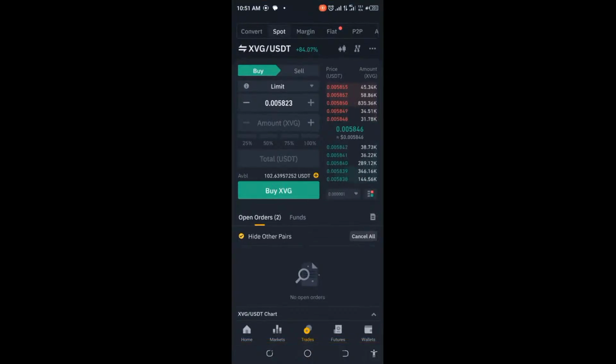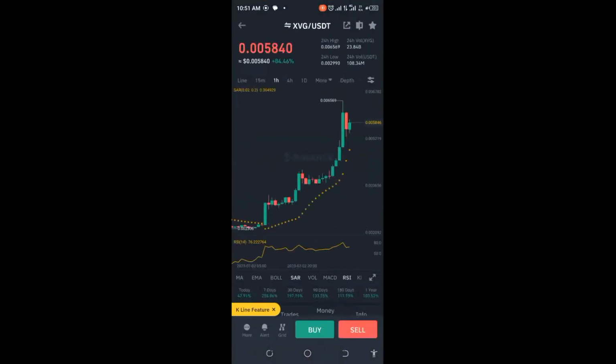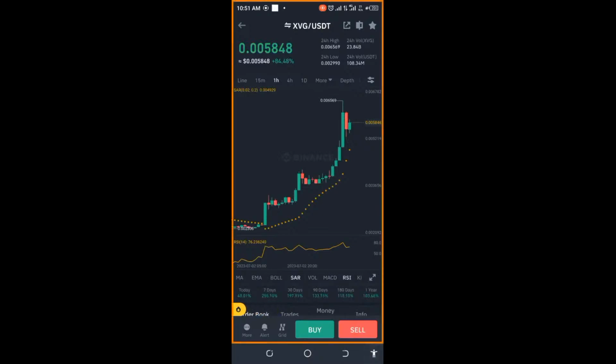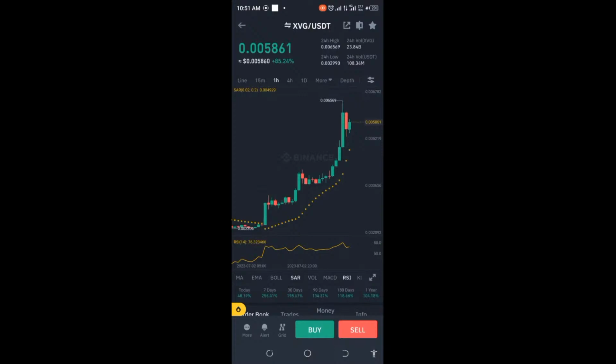Now, let's take a look at the charts. You can see what happened. This executed a couple of hours ago while I was sleeping. Like I tell you, I love it when I make money while I'm sleeping. That's the beauty of trading. Just set it and leave it and go to sleep.